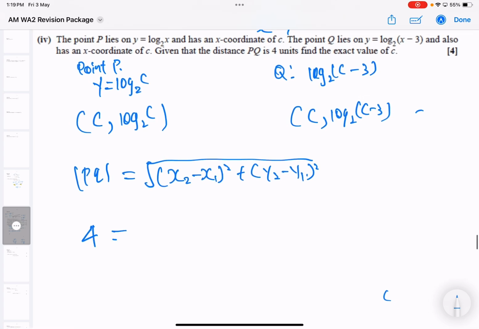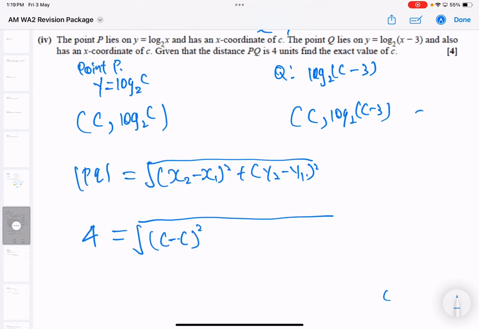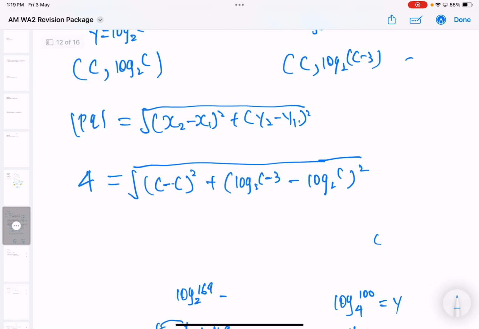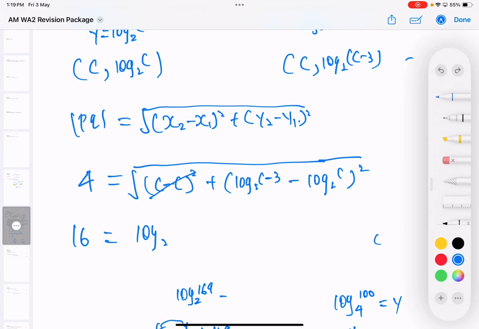The distance is 4, so it equals the square root. X is just c minus c. Y is just going to be log base 2 of c minus 3 minus log base 2 of c, the whole thing squared. Are you sure it's that difficult? This whole thing will become 0. Square root both sides. 16 equals log base 2, and this is minus, so it's going to be a divide. So it's going to be log base 2 of c minus 3 over c, and this whole thing is going to be squared.